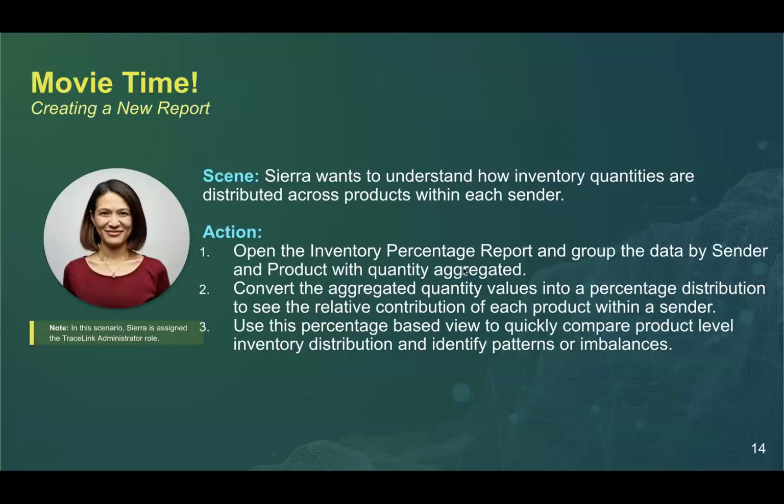The problem statement for this is Sierra wants to understand how inventory quantities are distributed across products within each sender. So for each sender, how the product quantities are distributed. For that, we will open up an inventory percentage report and group by on the sender and product, and we will add an aggregation on the quantity column. Then we will convert this aggregated quantity into percentage distribution using the new feature. And then we can save this report and use it on the dashboard to show the percentage distribution of products for each sender.